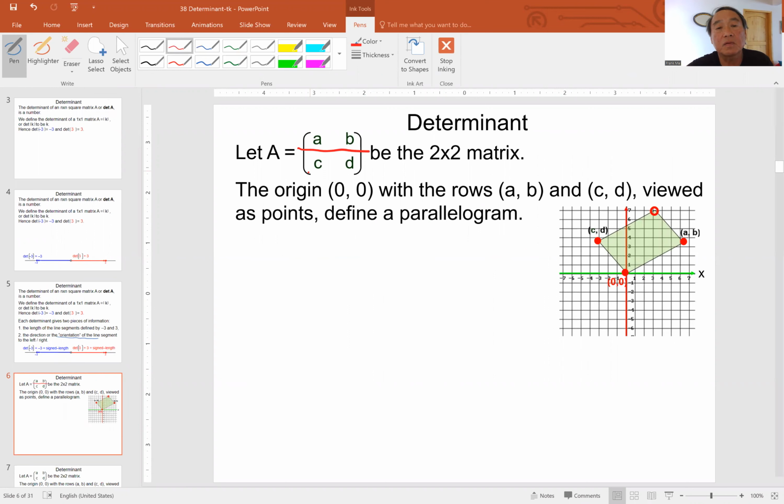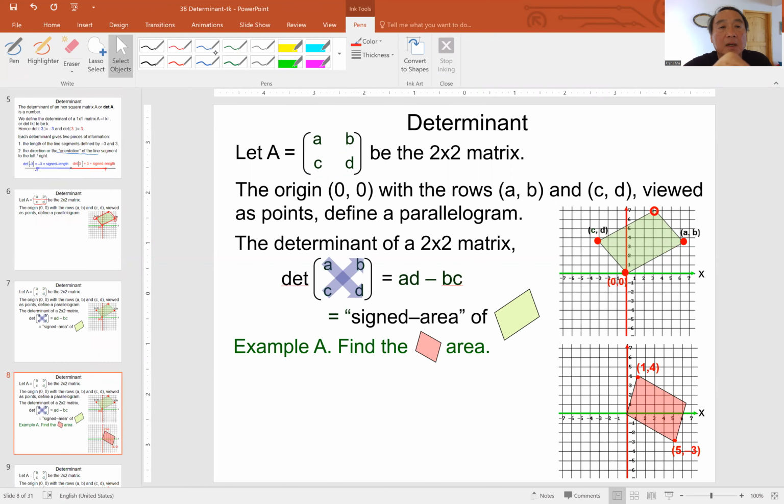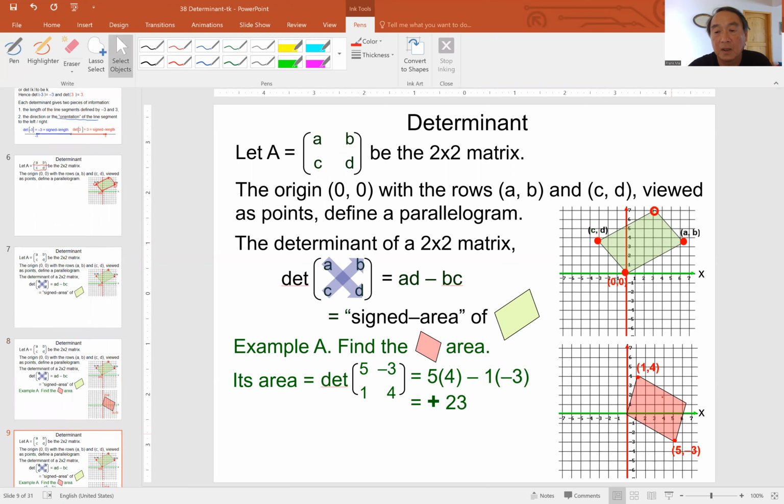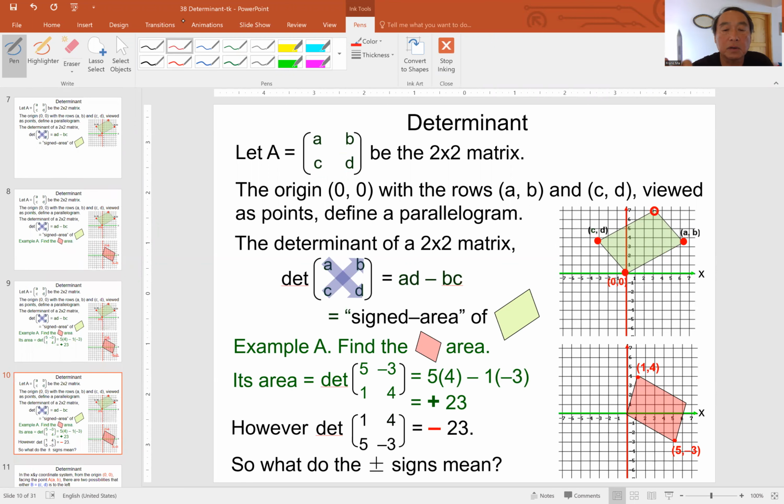Say each row defines a point in XY coordinates, and together with (0, 0) forms a parallelogram. And the determinant is the signed area of this parallelogram. So for example, the area of this parallelogram is going to be the determinant of the two points. Line them up as rows and take the determinant, it's going to be 23. But if I switch the rows, now I get negative 23.